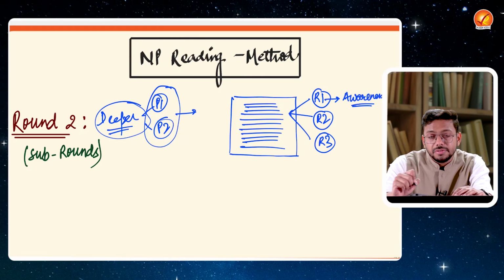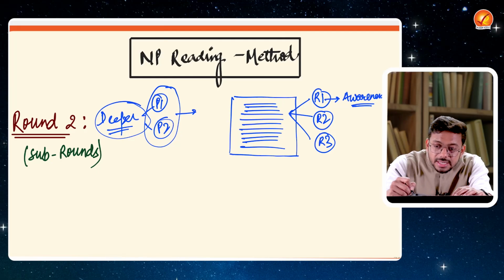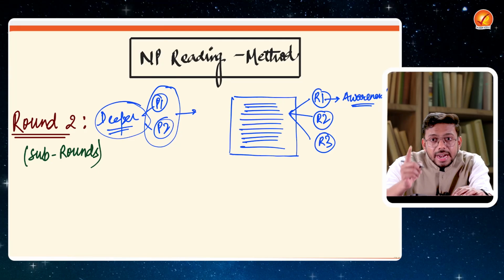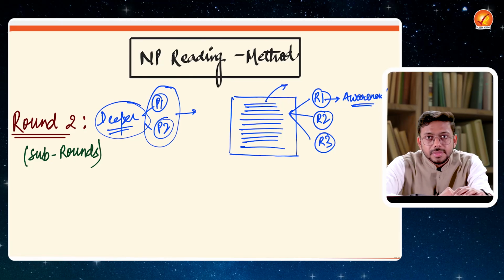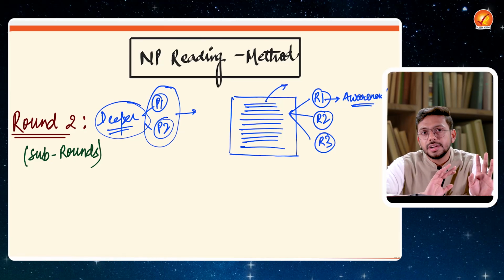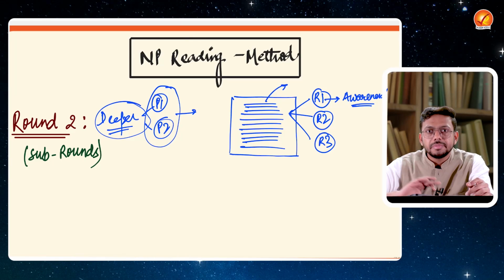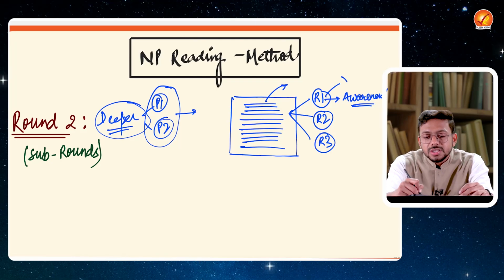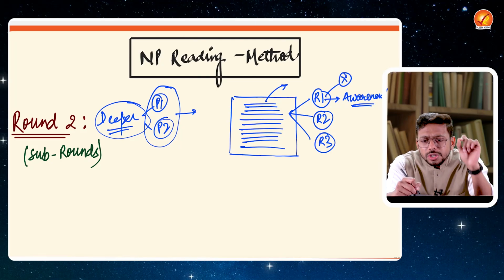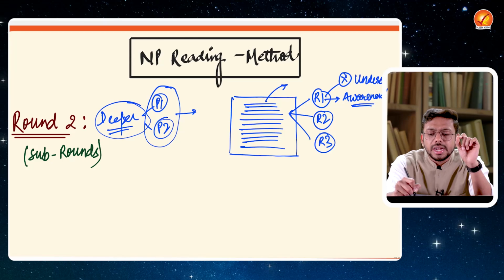The first round is the round of awareness. You are just taking a cursory look at the article. Now you're reading word by word, sentence by sentence, paragraph by paragraph. But there is no conscious effort of understanding things.